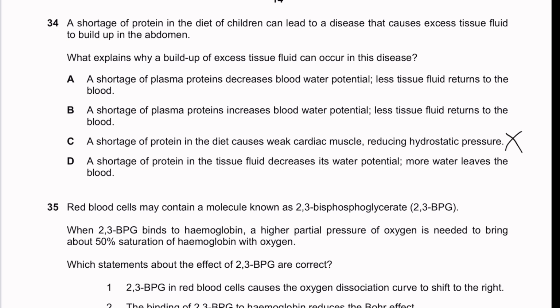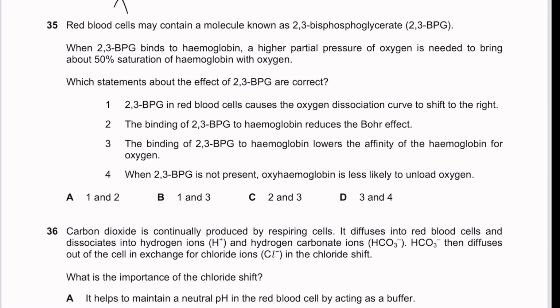No, okay, that's not the point. A shortage of protein in tissue fluid causes a decrease in its water potential. Absolutely not. Shortage of plasma proteins increases blood water potential. Less tissue fluid returns to the blood. Exactly.